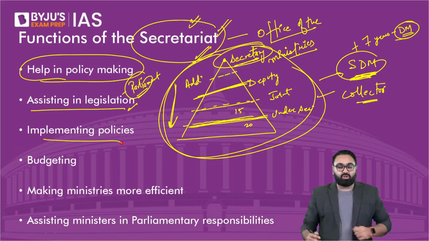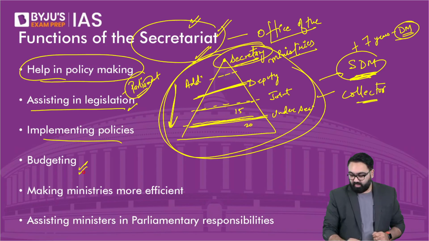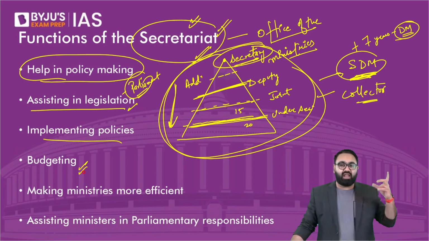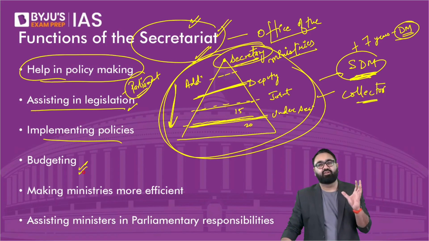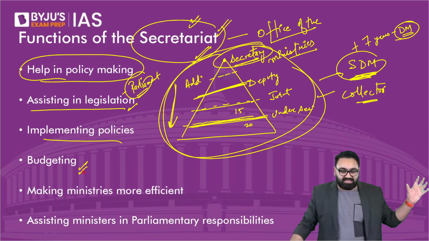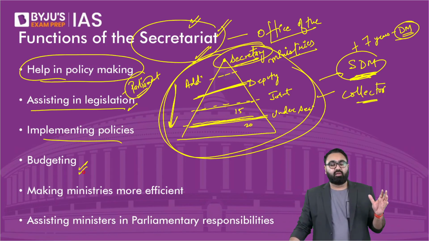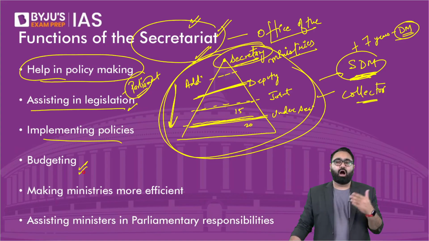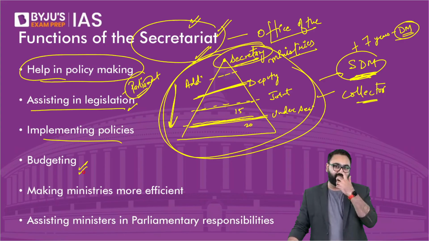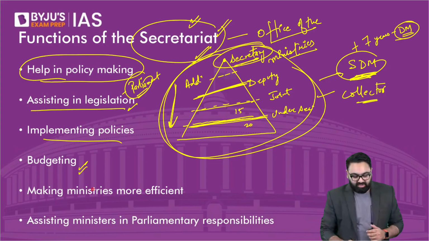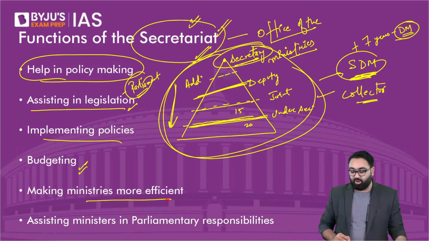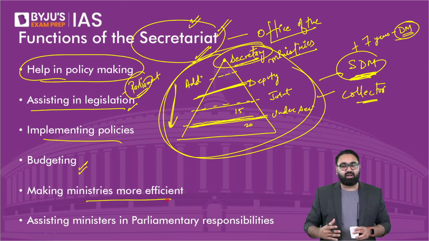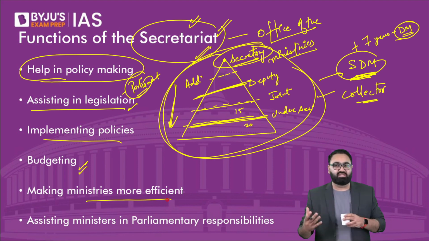You also look into budgeting. So every single year, from your ministry, you will tell the finance ministry that this is the money we require for next year. This is our expenses. Please give us this much money. When the money comes in, you prepare a budget for the approval of the minister, how the money will be spent, how the money will not be spent. They try to make the ministries much more efficient, try to make sure that the ministries can also save money, and be as efficient in their policy making as possible.